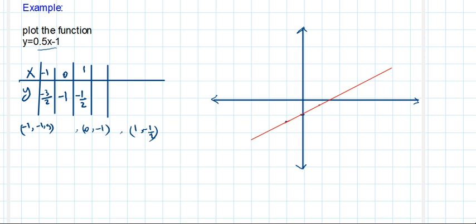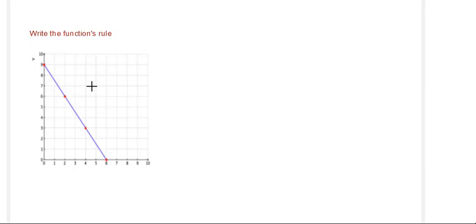So this is the plot of this function, y equals half x minus 1. Now let's go to the other direction, which is given a plot, and then we are asked to write the rule of the function. It is the same.